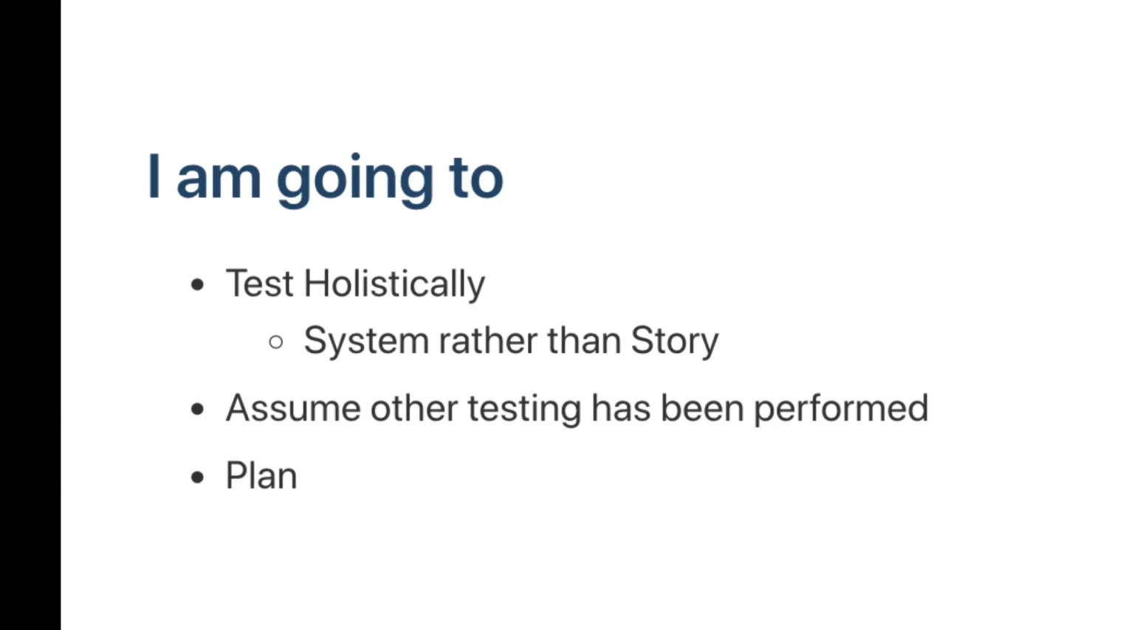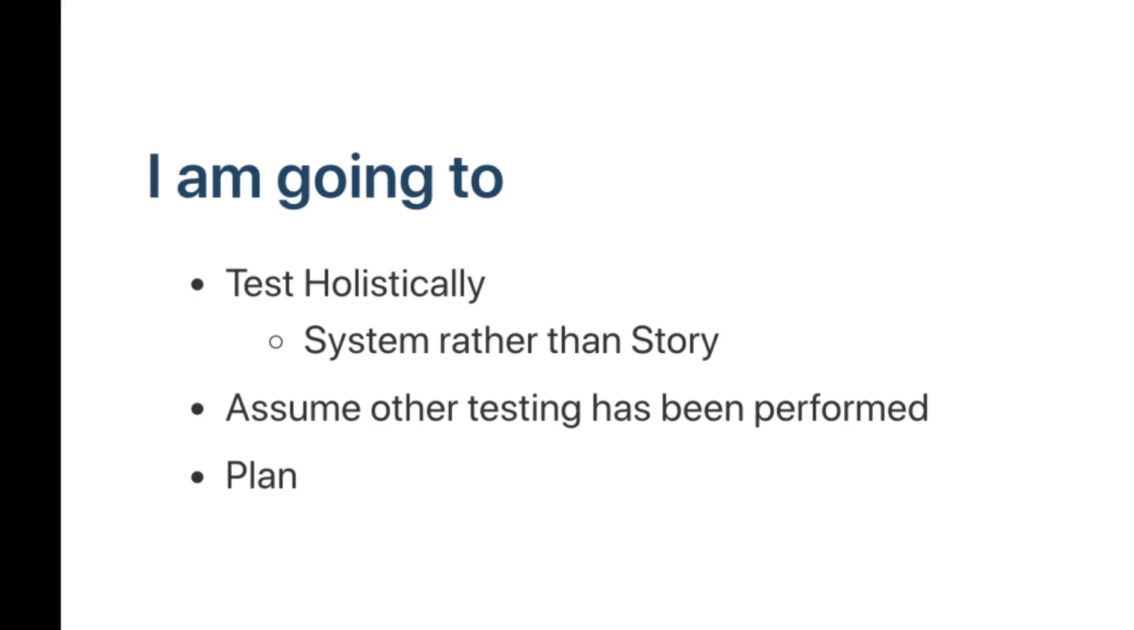And I'm using the phrase holistically simply because system testing is vague, ambiguous. It could be functional testing, it could be flow testing. Holistically means I'm going to look at the entire thing. I could use other words, but that's just how I tend to communicate that these days. I'm going to assume that other testing has been performed, right? This is an open source application. There is release notes. There may be automated tests. I don't know. I'm going to assume that.